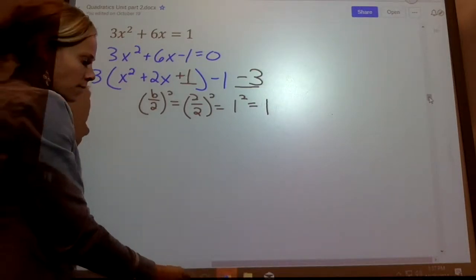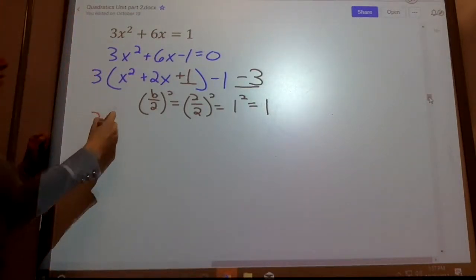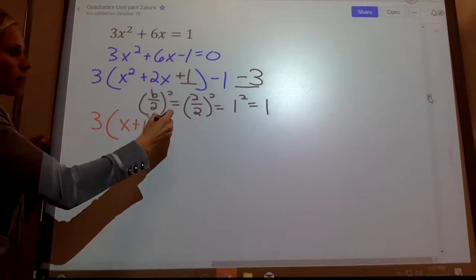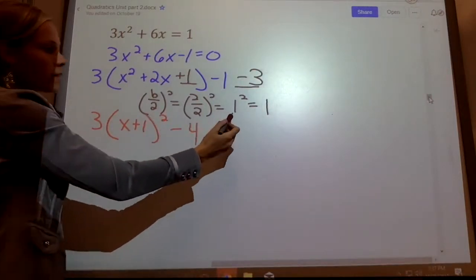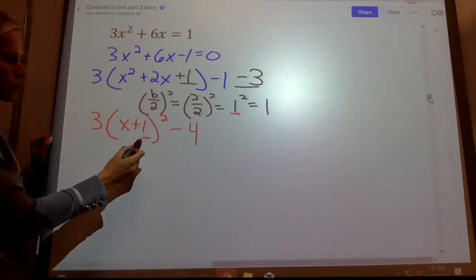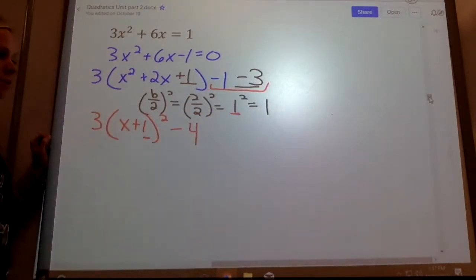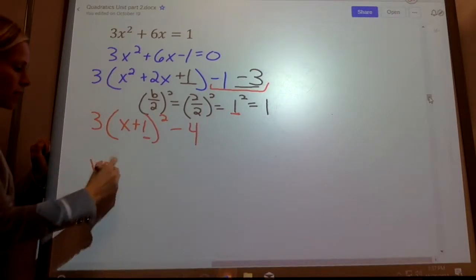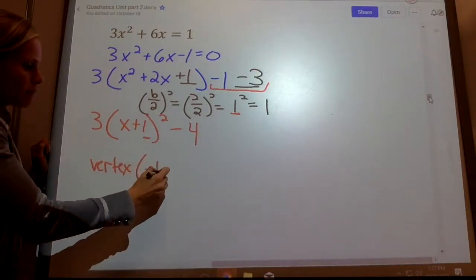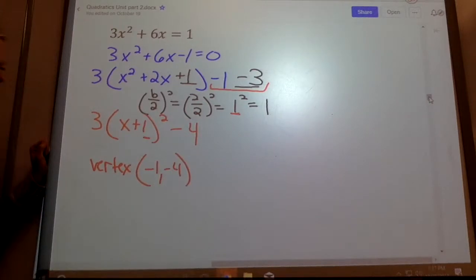Okay. Then I can factor 3(x plus 1) squared minus 4, right? This number before I square it always goes here. Negative 1 minus 3 is negative 4. And then I know my vertex. My vertex is negative 1, negative 4.